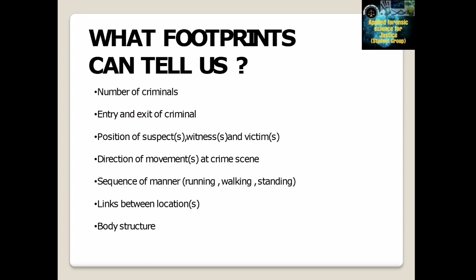What can footprints tell us? First, the number of criminals. We can study how many shoe prints and footprints are present at the crime scene and can easily calculate the number of criminals. Second, entry and exit of the criminal. We can analyze the position of the shoe print to determine the entry point and exit point of the criminal. Third, position of suspect, victims and witnesses. Fourth, direction of movement at the crime scene. Fifth, sequence of manner, that is, whether a suspect is running, walking or standing. Link between the locations, and lastly, the body structure.